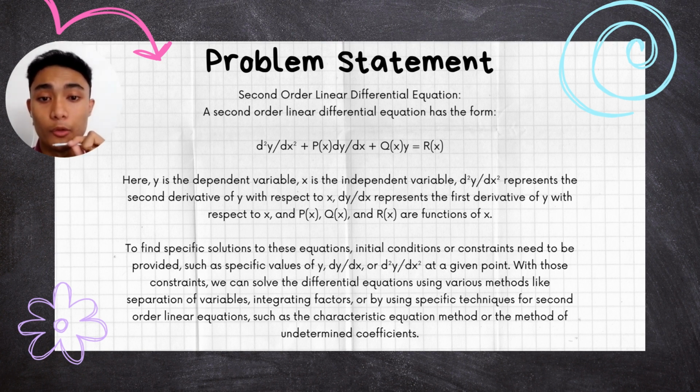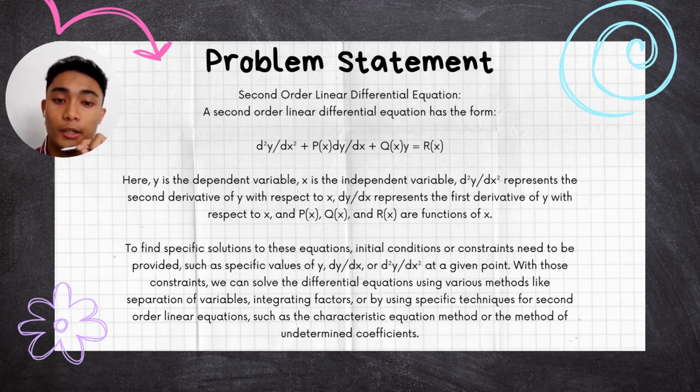To find specific solutions to these equations, initial conditions or constraints need to be provided, such as specific values of y, dy/dx, d²y/dx² at a given point. With those constraints, we can solve the differential equations using various methods like separation of variables, integrating factors, or by using specific techniques for second order linear differential equations, such as the characteristic equation method or the method of undetermined coefficients.